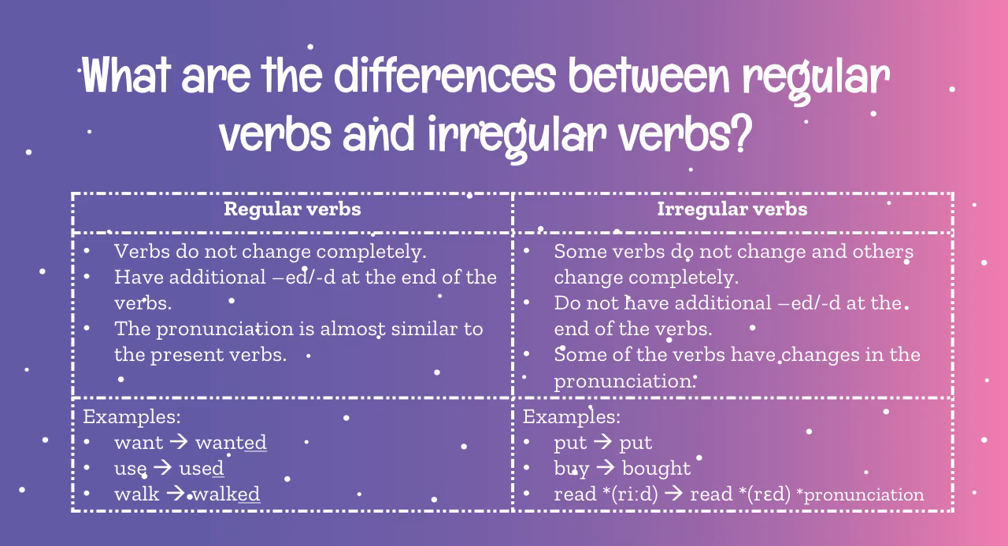For example, want becomes wanted. So at the end of the word, it has an additional ed, wanted, and the pronunciation doesn't change much, right? It's almost similar. Want becomes wanted. Use becomes used, because use ends with e, so we do not need to add ed. Instead, we just add d. Use becomes used, and walk becomes walked.